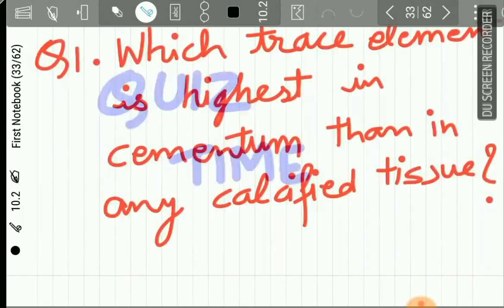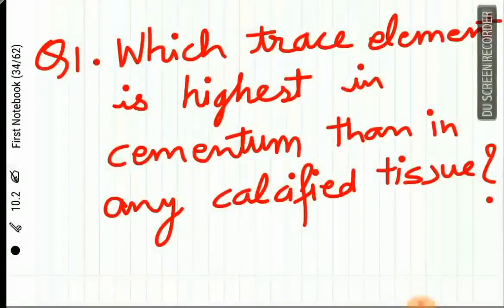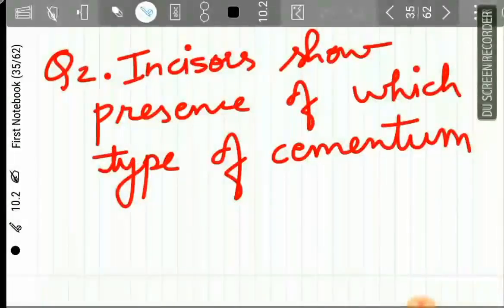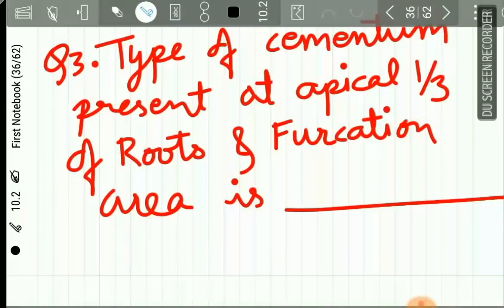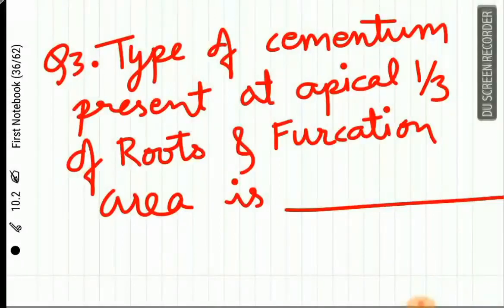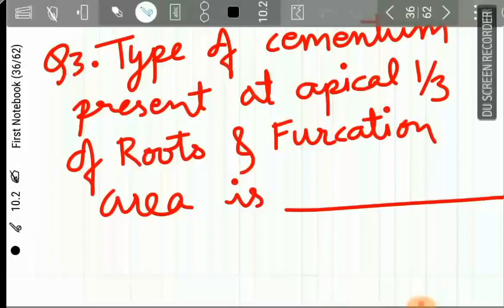Now it is the quiz time, friends. First question: which trace element is highest in cementum than in any calcified tissue? The second question: incisors show presence of which type of cementum mainly? And the last question: which type of cementum is present at the apical 1/3 of roots and furcation area of the multi-rooted tooth?